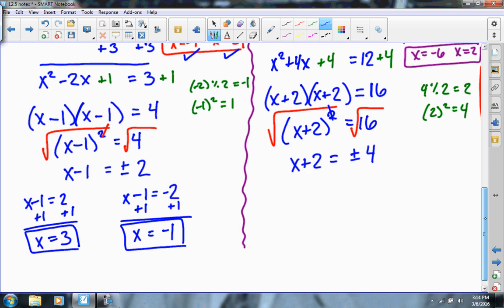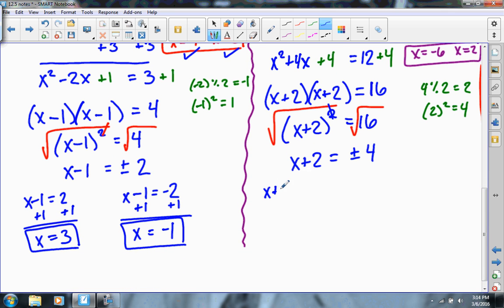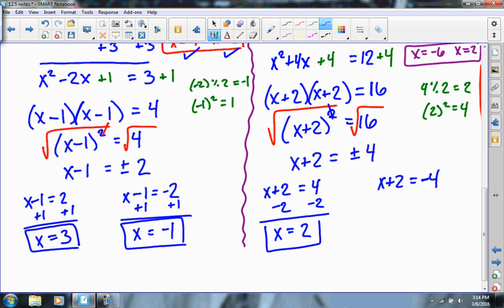Now here again is where I need to set up my two equations. I need the x plus 2 to be equal to a positive 4, and the x plus 2 to be equal to a negative 4. So take the time to write out both of those, so that you don't forget or accidentally get the wrong value. So here, when I solve, I get x equals 2, which is the same as what I had over there. And then here I subtract the 2, and I get x equals negative 6. So again, that's the same as what I had over there.